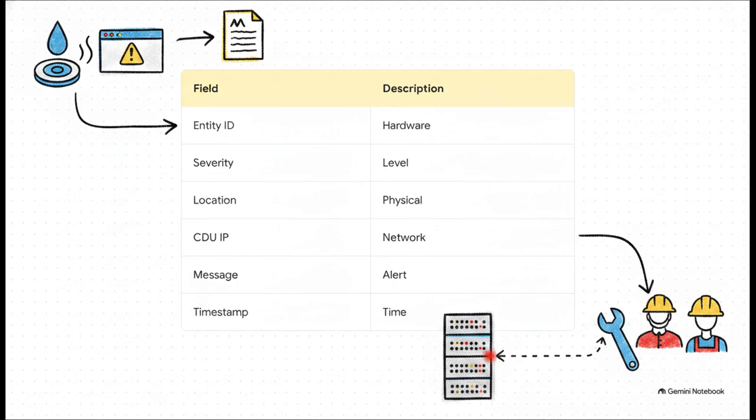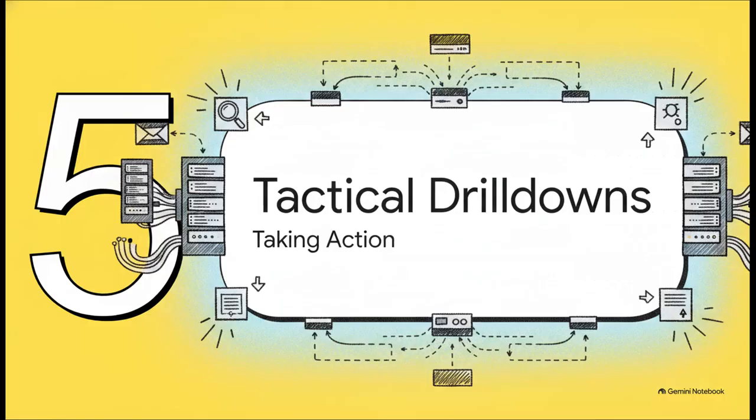It feeds you the unique hardware IDs, the severity level of the leak, the exact physical location and CDU IP address, the specific alert message, and the exact timestamp down to the second. This is the precise intel you need to dispatch a repair team directly to the right rack before things go totally south. All right, rounding the corner to our final section, number 5, tactical drill downs and search, where we actually take action. Let's see how you synthesize all this massive physical and network data to execute your daily ops.